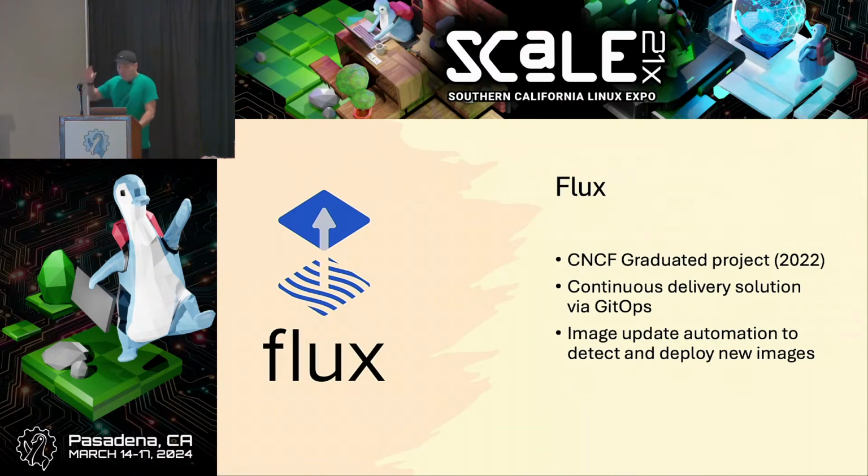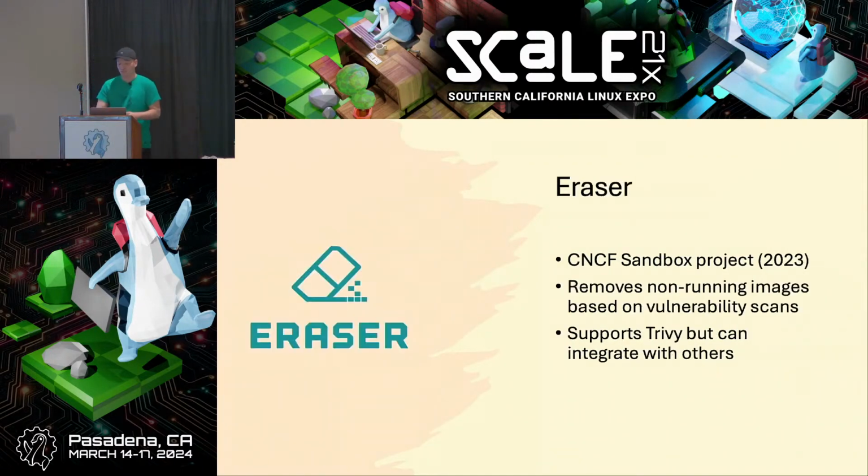But what we're going to do is leverage a feature inside of Flux called Image Update Automation. And we're going to use this to detect new images and make changes so that we can deliver that new version of the image as soon as possible.